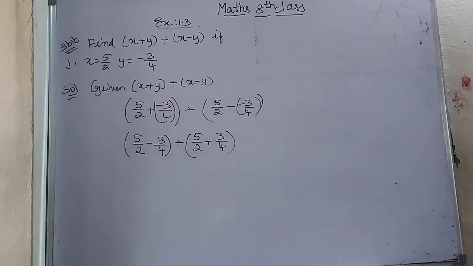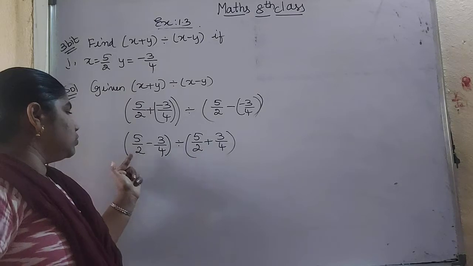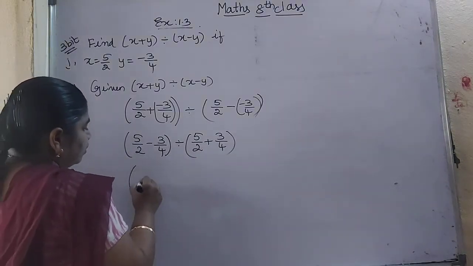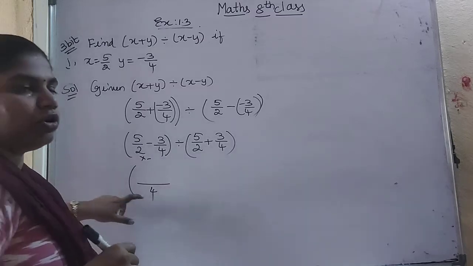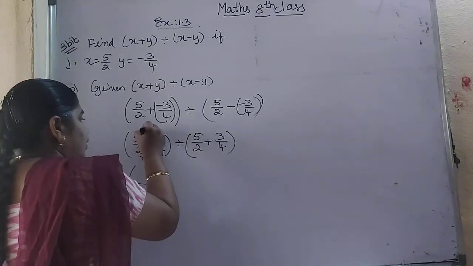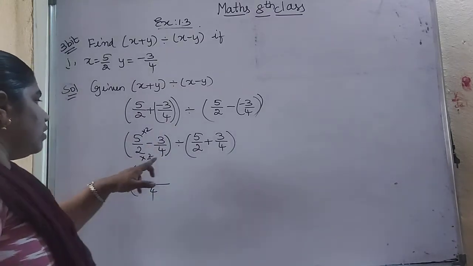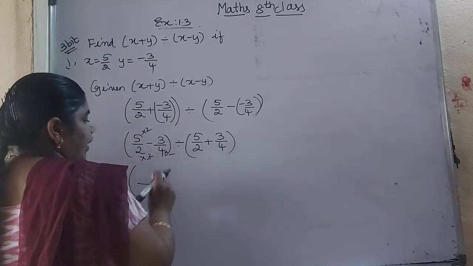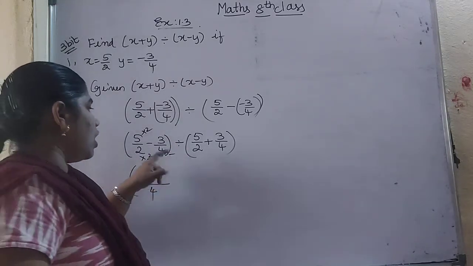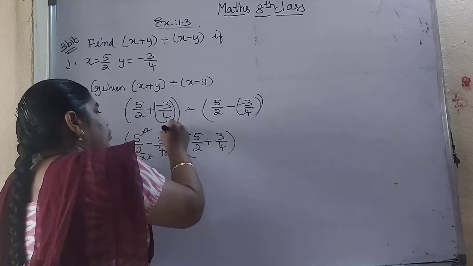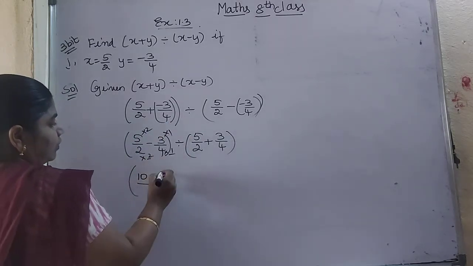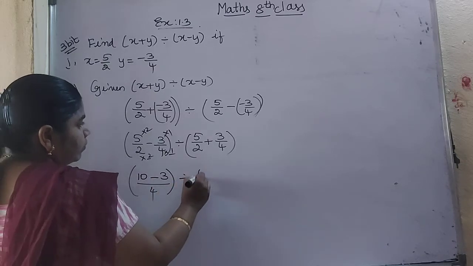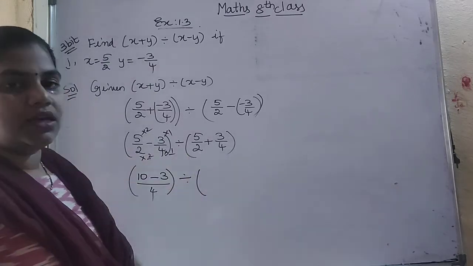Now we have to take the LCM of these two. The LCM of 2 and 4 will be 4. For 2, how many times do you multiply to get 4? That is 2 times, and in the numerator also multiply 2 times. For 4, how much do you multiply to get 4 again? 1 time, and into 1. So 5 twos are 10 minus 3 ones is 3, divided by, here also we have to take the LCM.